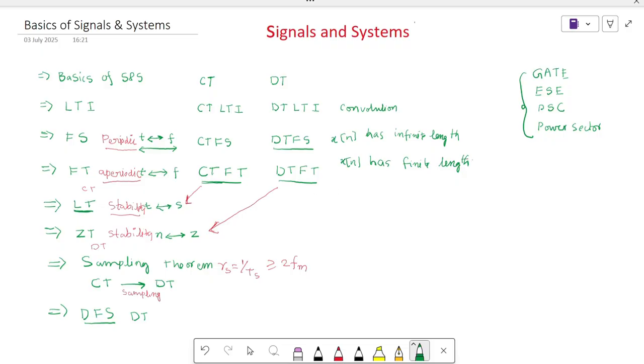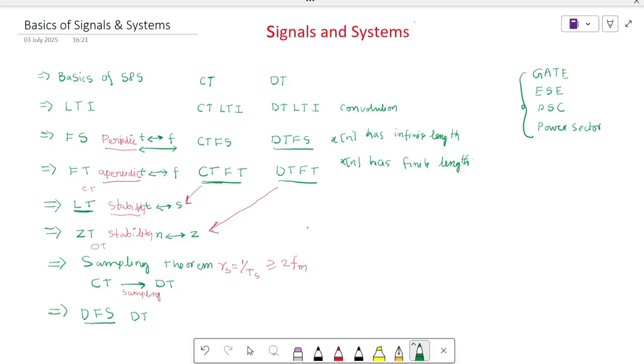So this is a brief story of the signal system. This is a concept. If you learn conceptually, then you can understand the signal system. You will be able to answer any question, any fundamental, any difficult questions also. So this is a very, very important whole concept I have explained here.